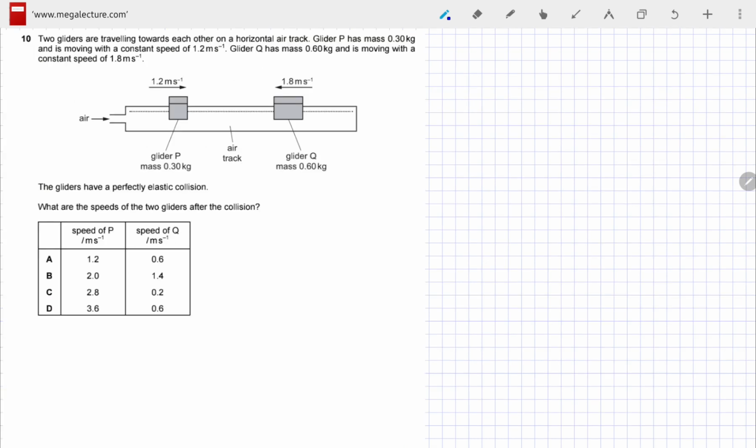So in question number 10, we have two gliders that are moving towards each other. Each glider has a different mass and different velocity. We are asked about the speeds of the two gliders after the collision, and we know that the collision is perfectly elastic. For a perfectly elastic collision, momentum and kinetic energy are both conserved. So let's use the conservation of momentum, from where we'll use the expression that the relative speed of approach is equal to the relative speed of separation. That equation is u1 minus u2 is equal to v2 minus v1.